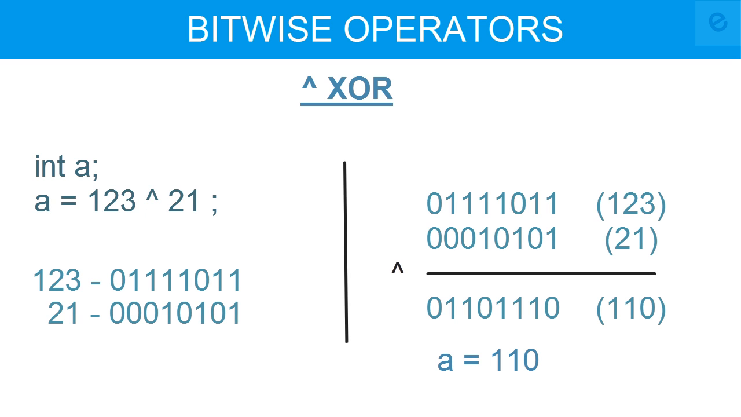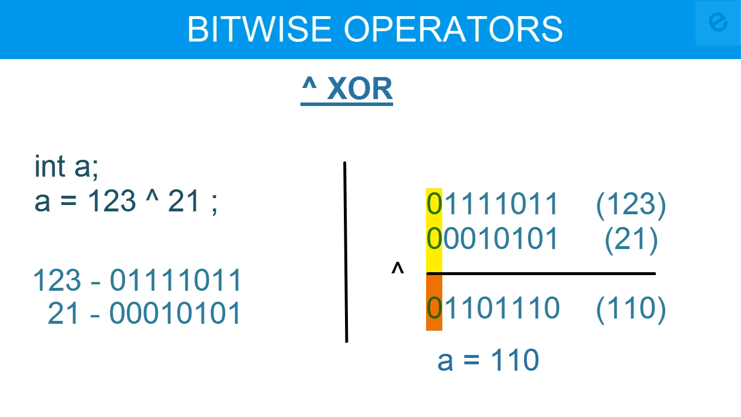Now let's talk about the bitwise XOR. As you can see, we have used the same values 123 and 21. What bitwise XOR does is that it checks whether the bits are 1 and 0, and then rewrites it as 1. That is, if it finds 1 and 0 only, or 0 and 1, then it rewrites the bit as 1.